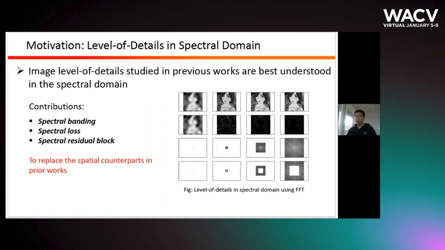Right, our motivation is that the image level of details studied in previous works are actually best understood in the spectral domain, where we gave an example of the level of details in the spectral domain using the fast Fourier transform. In terms of this, we propose three contributions: spectral banding, spectral loss, and spectral residue block. These new components are basically to replace the spatial counterparts in the prior works.